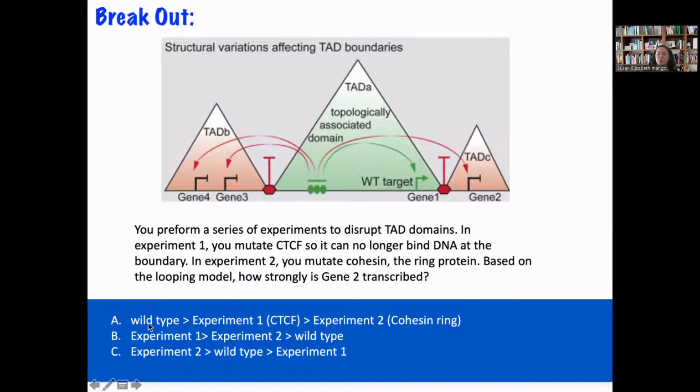Do you think A, that wild type has the highest transcription of gene 2, more than experiment 1, more than experiment 2, because of the enhancers here activating gene 2? Do you think experiment 1, the CTCF mutation, gives rise to higher expression, more than experiment 2, more than wild type? Or do you think experiment 2 has the highest expression, more than wild type and more than experiment 1?